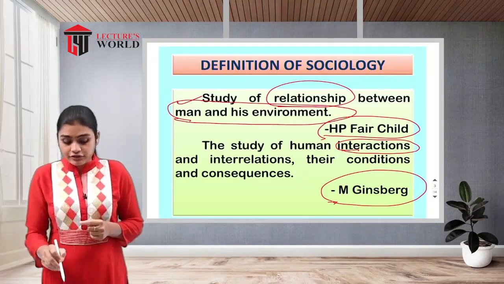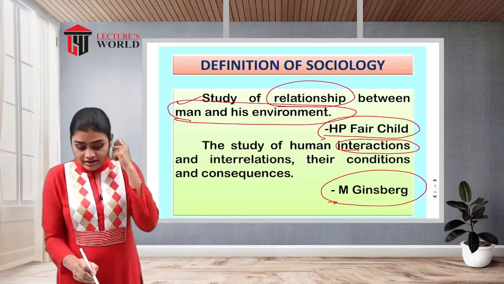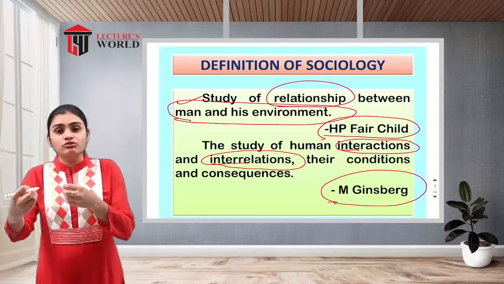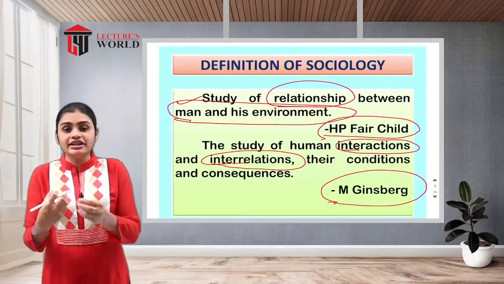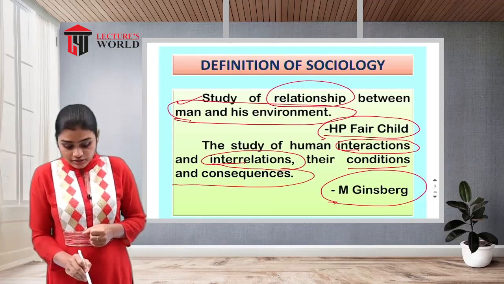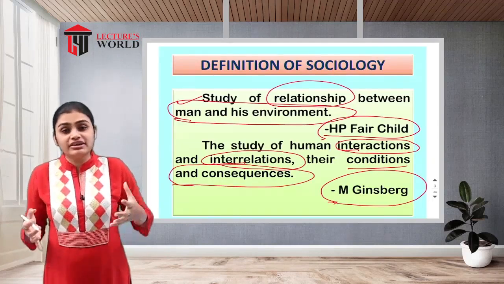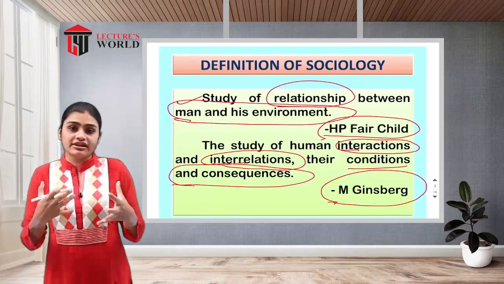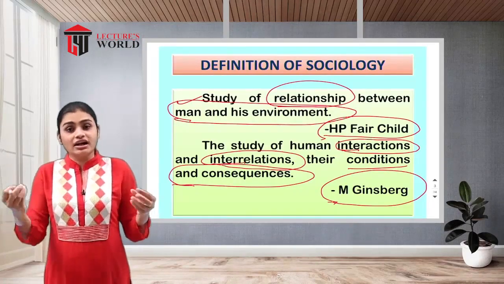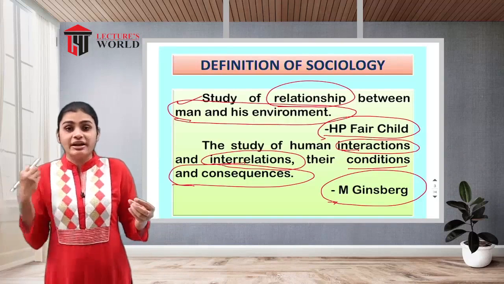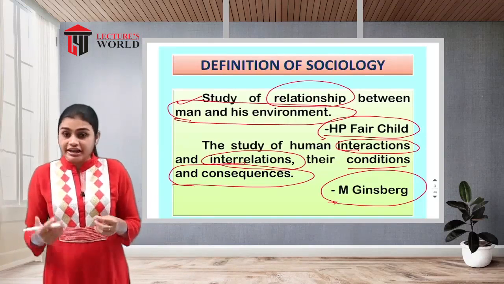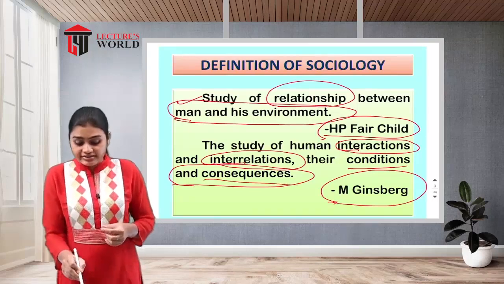So sociology is the study of human interactions and interrelations. That means the relationships between two or more individuals, their conditions and consequences. That means in which conditions we have this interaction or relationships. That is the condition where we are living, ultimately the environment or surrounding places, geographical places. So those are the conditions.